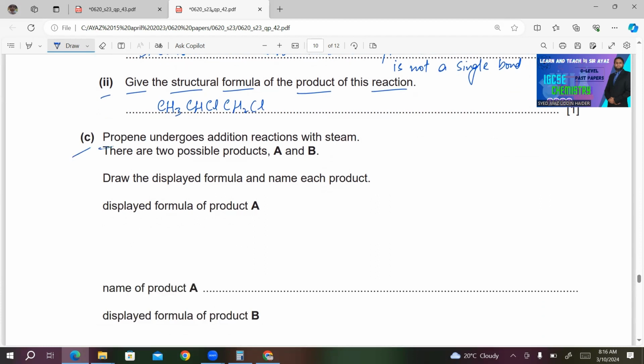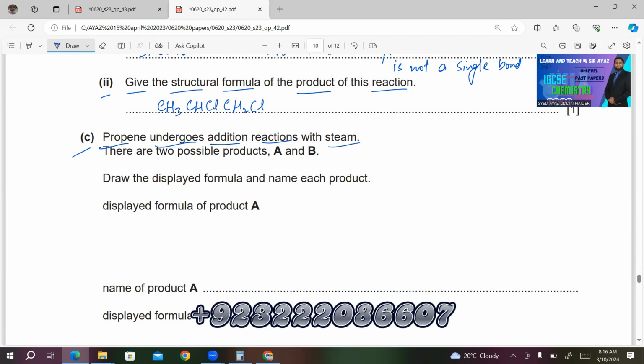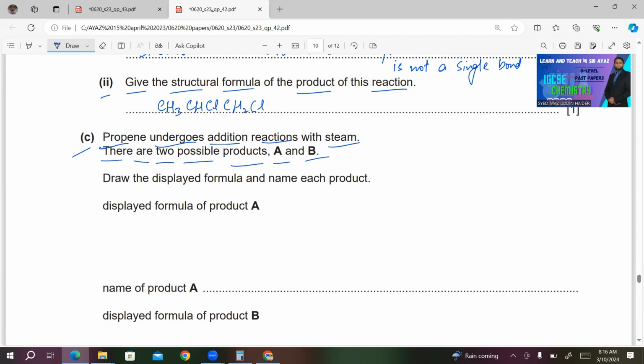Number C, propene undergoes addition reactions with steam. There are 2 possible products, A and B. Draw the displayed formula and name each product.